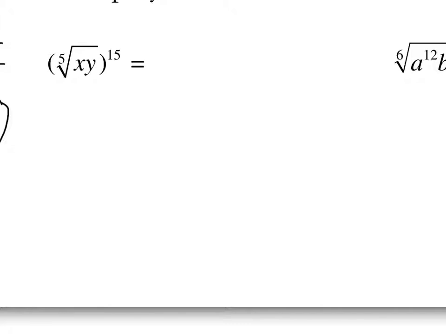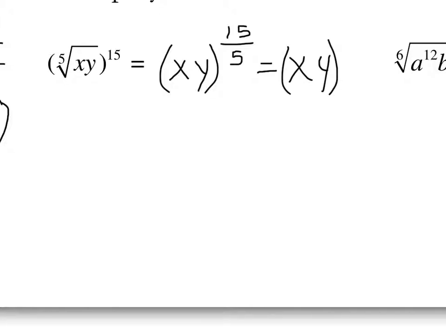So we have the 5th root of xy to the 15th power. So xy is what we're dealing with. That's our radicand. We're taking the power of 15, that goes in the numerator. The root of 5 goes in the denominator. What's 15 divided by 5? 3. Now we could leave it like that, or we could write it x cubed, y cubed. Doesn't matter. Either way is fine.